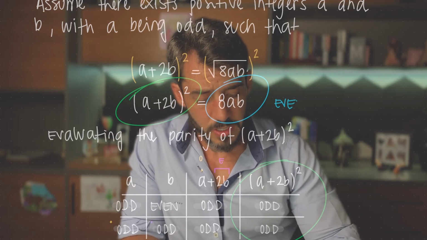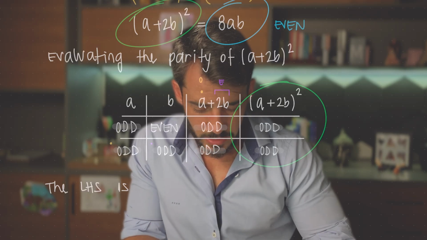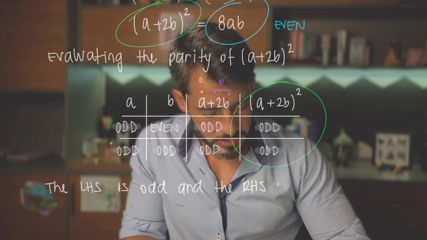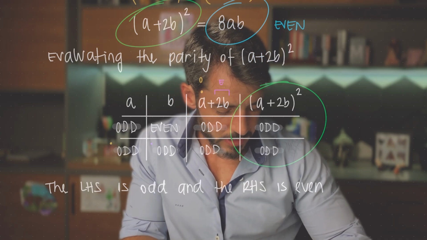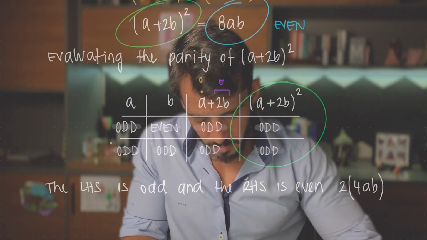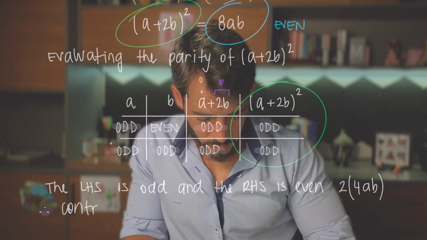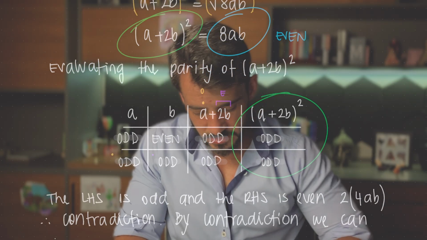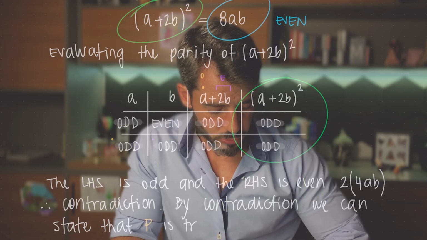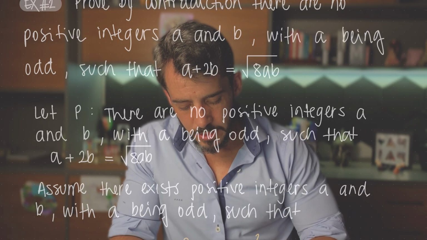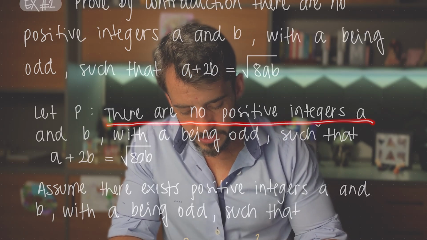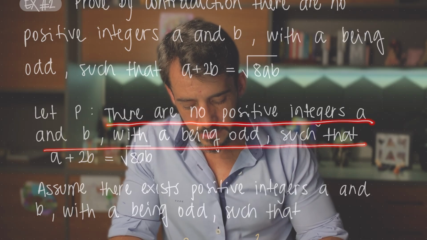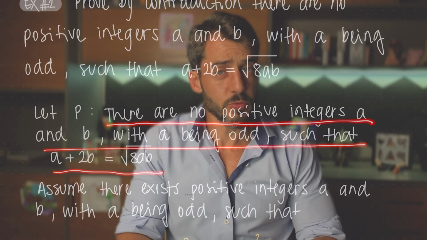And we have a contradiction. The left-hand side is odd and the right-hand side is even, given that it can be written as 2 times 4ab. Therefore, we have a contradiction. By contradiction, we can state that P is true. And do remember that P is: there are no positive integers a and b with a being odd such that a plus 2b is equal to the root of 8ab. So there you go.